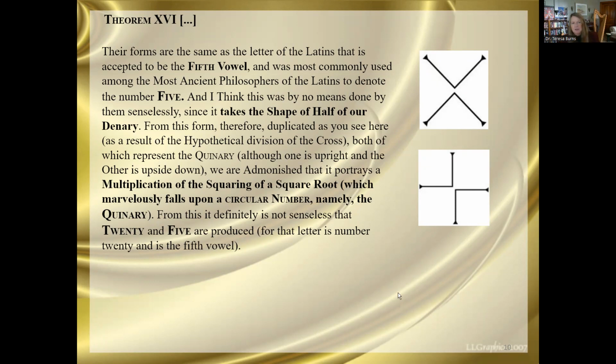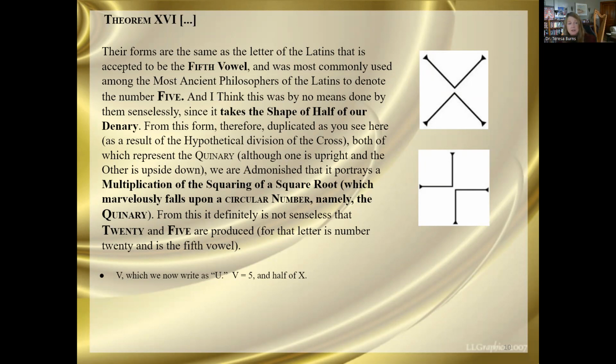Their forms are the same as the fifth vowel. That's U, but in Dee's time, they wrote it as a V. V is also the Roman numeral for 5, and it's half of X, right? So this V, Roman numeral 5, half of X, right there. So it's accepted to be the fifth vowel, was most commonly used among the most ancient philosophers of the Latins to denote the number 5.